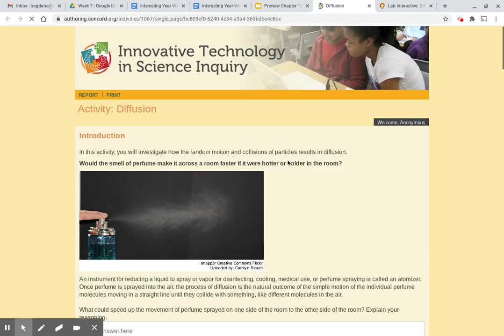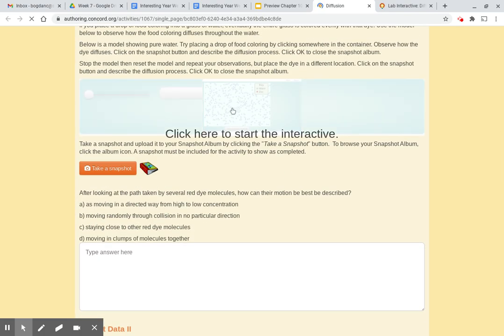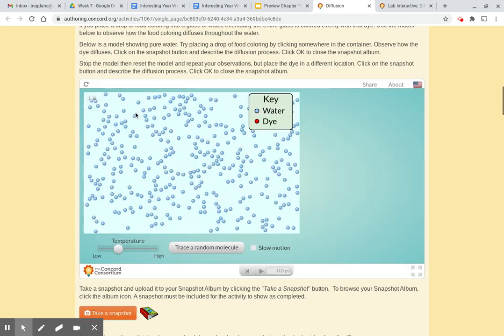To bring back the tabs, just to bring back something that I forgot to talk about. Yeah, let's start the interactive. Okay, good.